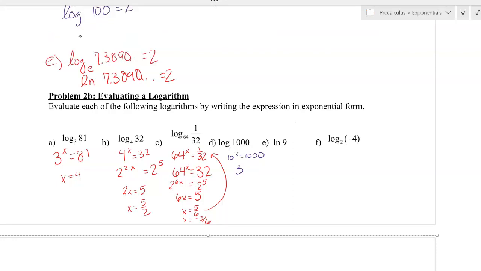Alright, ln of 9 is something you grab a calculator for, because otherwise it's going to be gross. Typing that into your calculator, there is a natural log button, so hit that button. It should open up parentheses, literally type in 9, close that parenthesis, you should get 2.1972, etc, etc, etc.